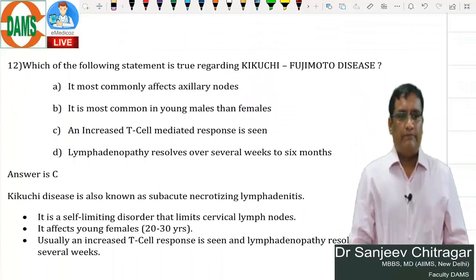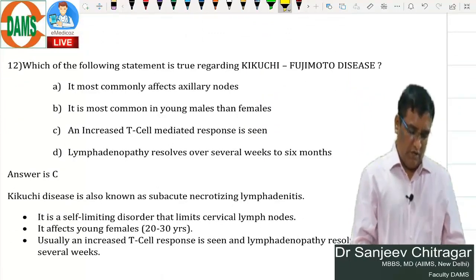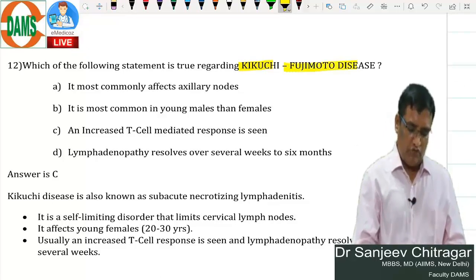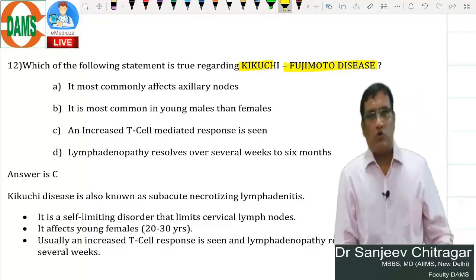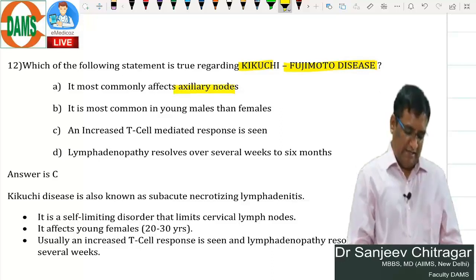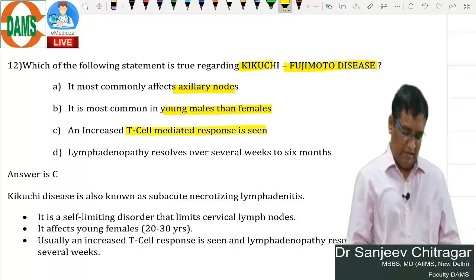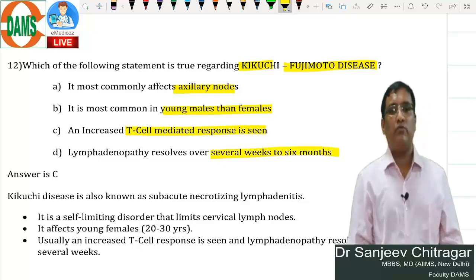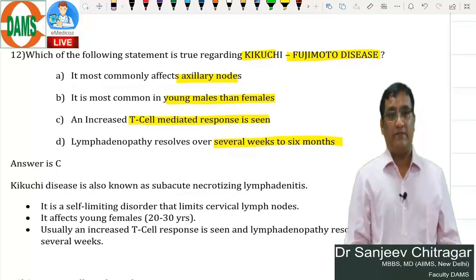Next, question number 12. So let us look, what is this? Which of the following is true regarding Kikuchi-Fujimoto disease? Okay, it is most commonly affecting axillary node. It is most common in young males than in females. An increased T cell mediated response. Lymphadenopathy resolves over several weeks to months. Now, which is true has been asked.